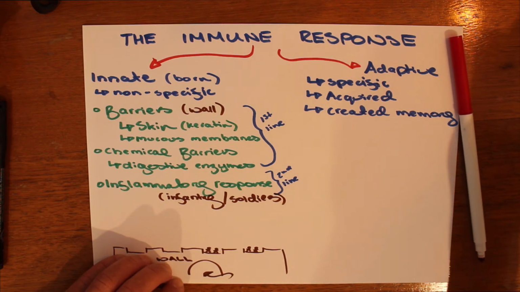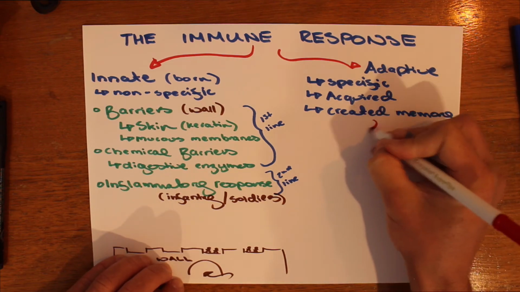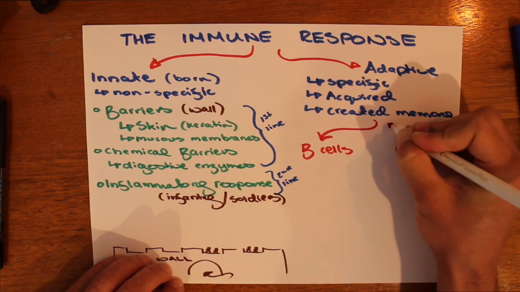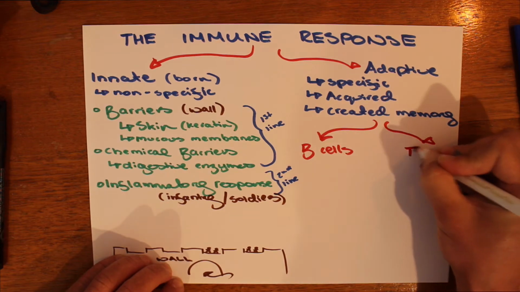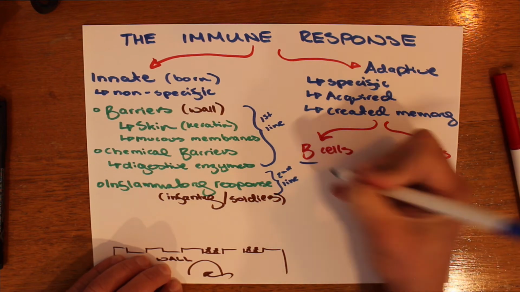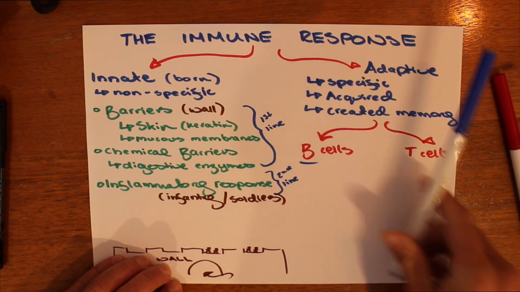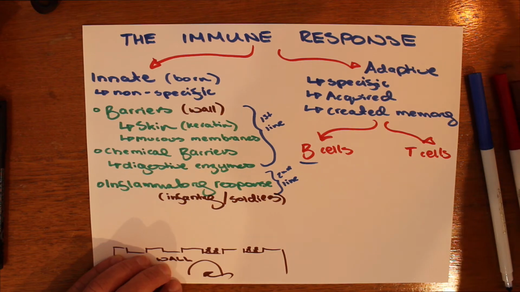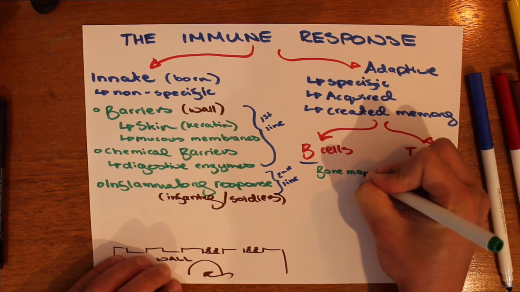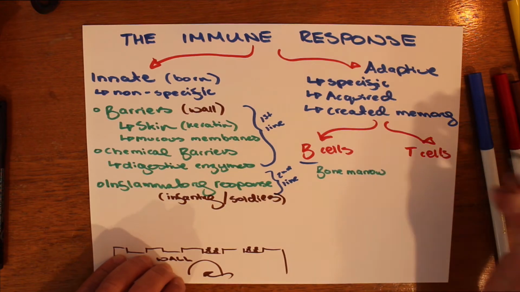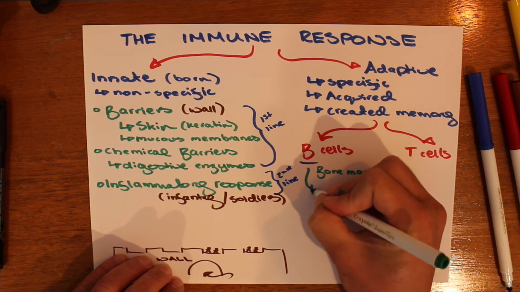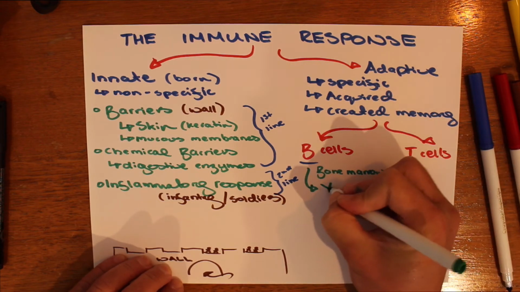And it involves two main types of cells. We have B cells, and we also have what are called T cells. B cells are produced, this is where the B comes from, in our bone marrow. So that's the spongy part, the most inner part of our bones. These B cells are so important in producing what are called antibodies.